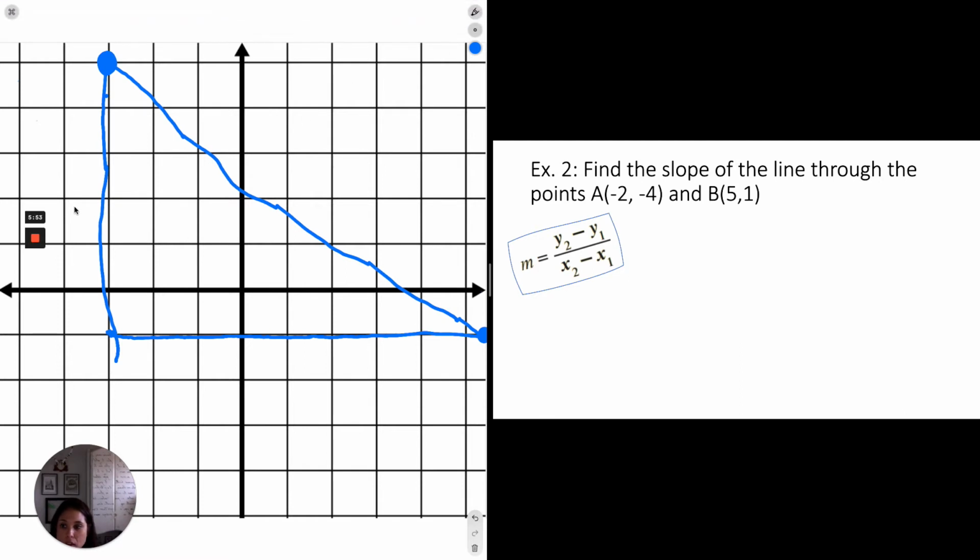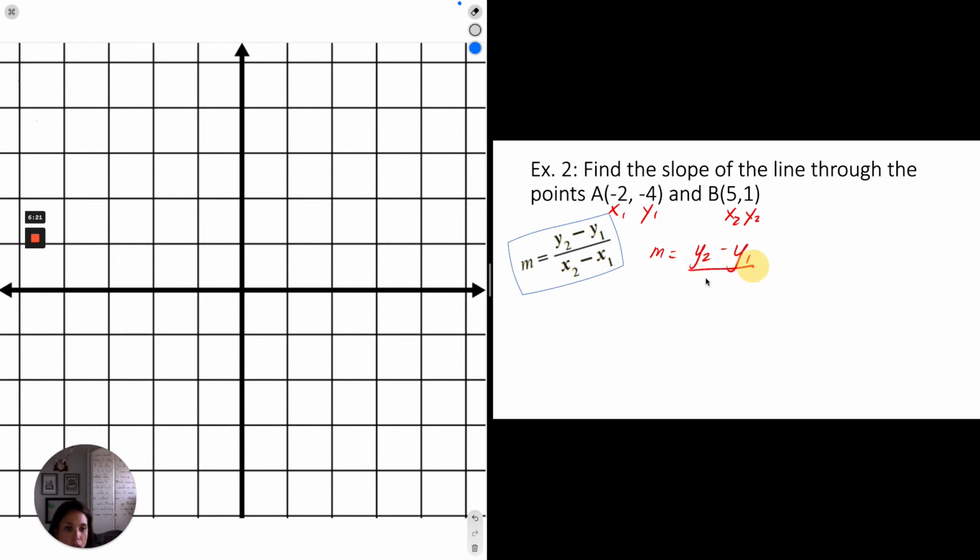So it says, find the slope of the line through the points A, which is -2, -4, and point B, 5 and 1. I'm first going to label my ordered pairs, x1, y1, x2, y2. And my formula for slope is m equals y2 minus y1 over x2 minus x1. Double check yourself, use your finger to make sure you're staying on track.